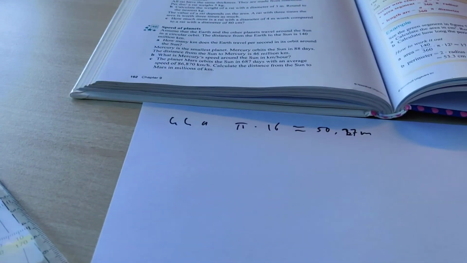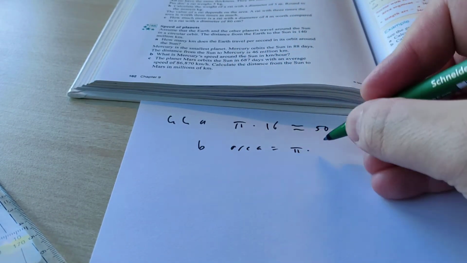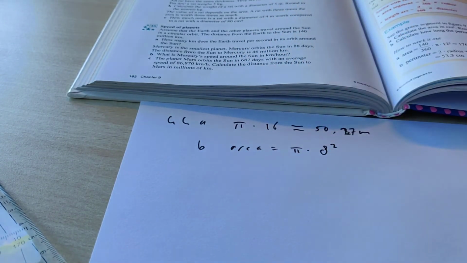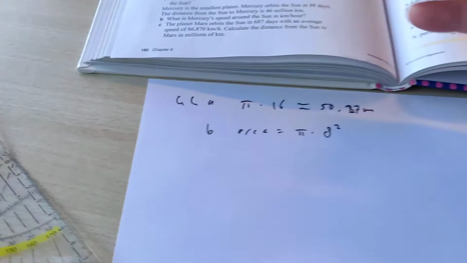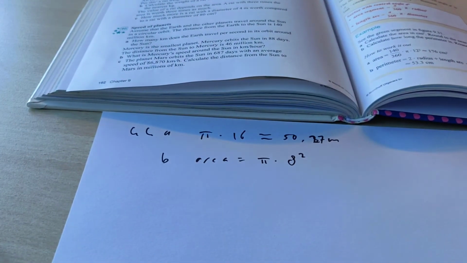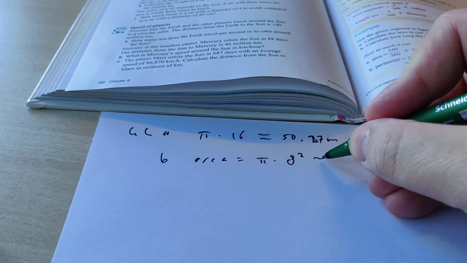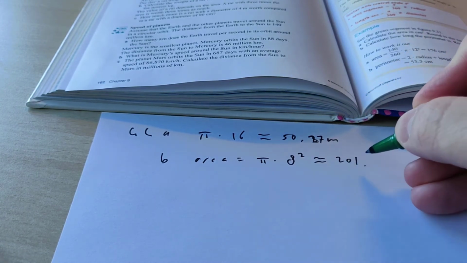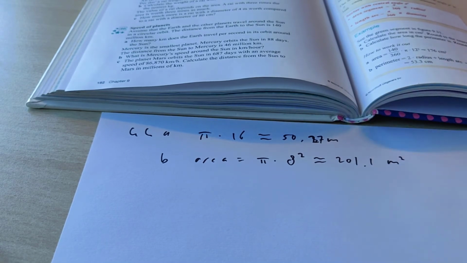So to calculate the area for exercise B, we do pi times 8 squared. Pi times the radius squared. Remember that I showed you this in the previous video. That's how you calculate the area of a circle. So 8 squared times pi is 201. This is the same as in the previous video. It's so many squared meters.